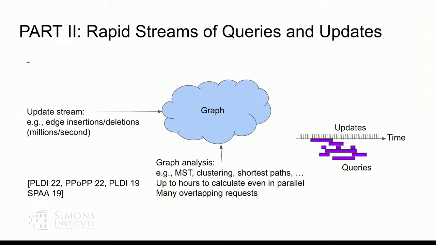And maybe you're already figuring out how we're going to use persistence here, which is we're going to look at the version of the data structure which was valid at that point in time, and the graph and the algorithm is always going to look at that version in time. So that's the basic idea.